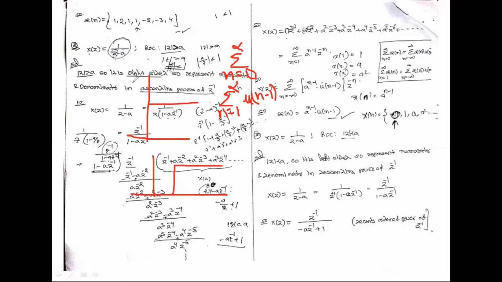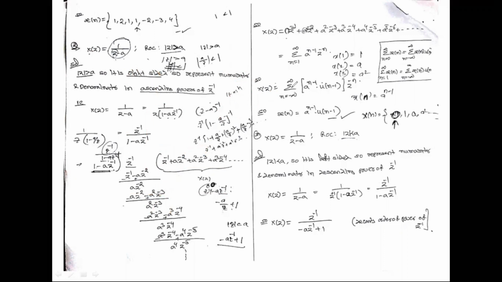One sample. Okay. So mu of n starts from 0 to infinity with magnitude 1. And mu of n minus 1, as I drew in the diagram, looks like it is shifted one sample towards the right side. So change the limits to n equal to minus infinity to infinity, a power n minus 1, written as a power n minus 1 mu of n minus 1 into z power minus n. Got it? See, what is x of n now? The total function: x of n is equal to a power n minus 1 mu of n minus 1.